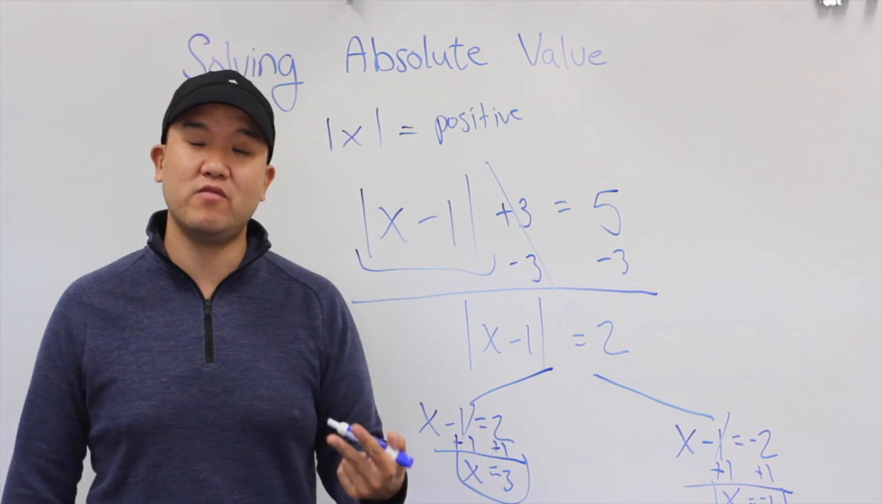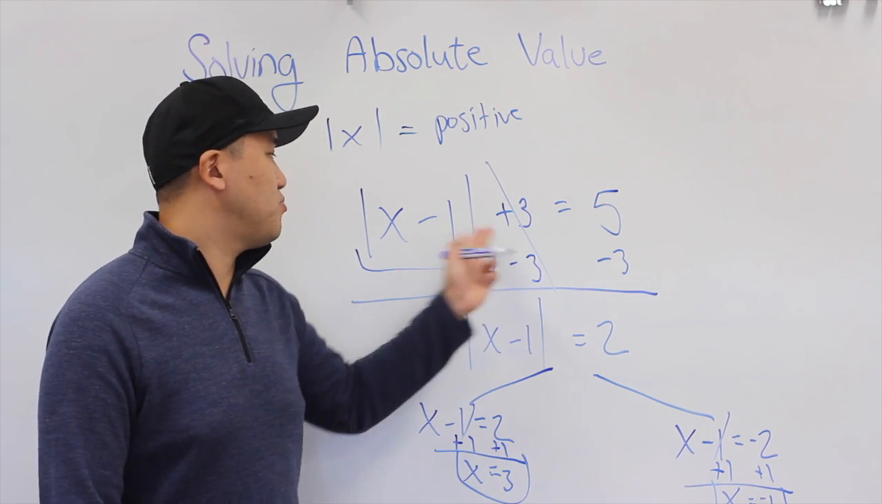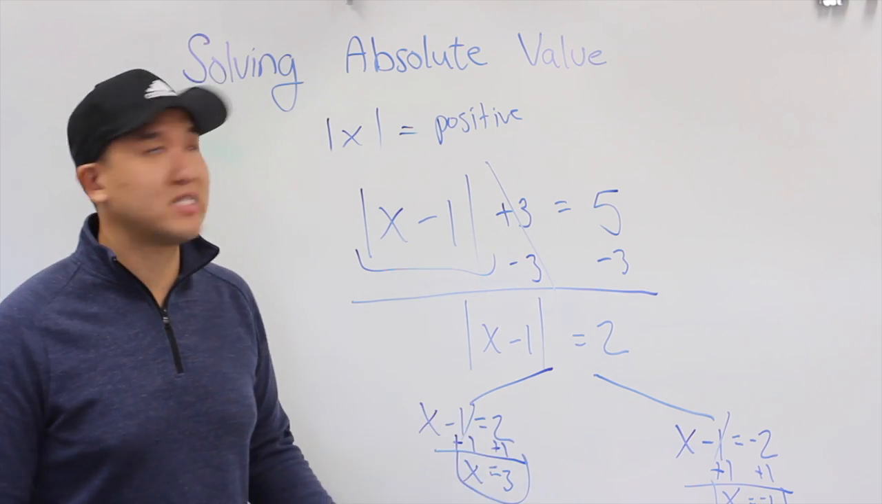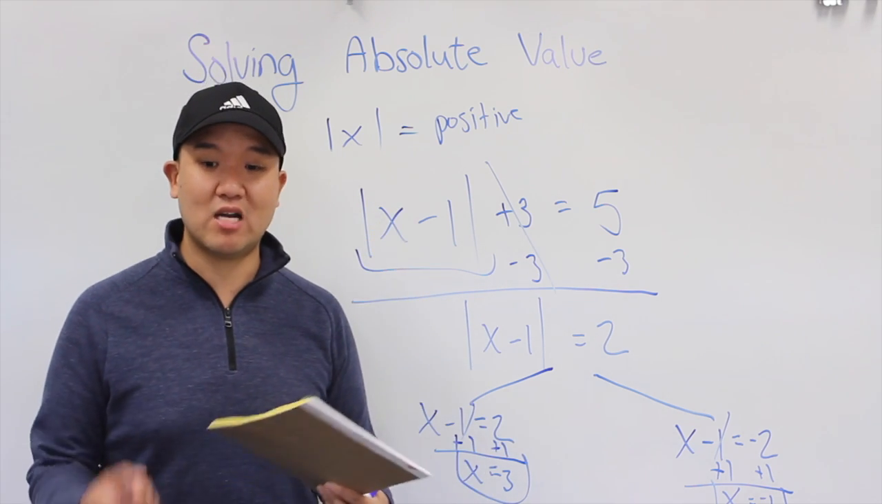But what is the absolute value of negative 2? It's positive 2. 2 plus 3 is 5. They both work. We're good to go. So that concludes our lesson for solving absolute values. Let's recap it.